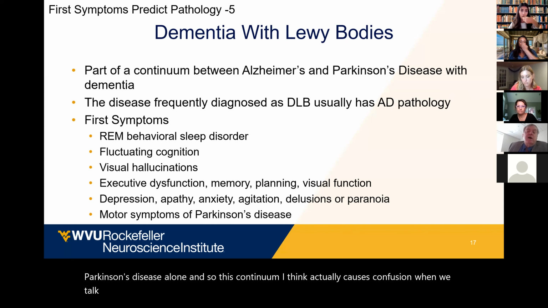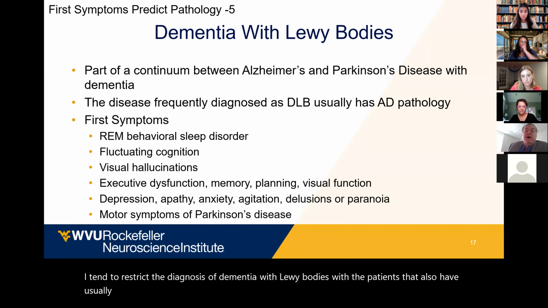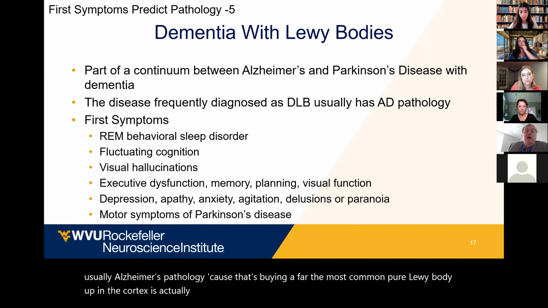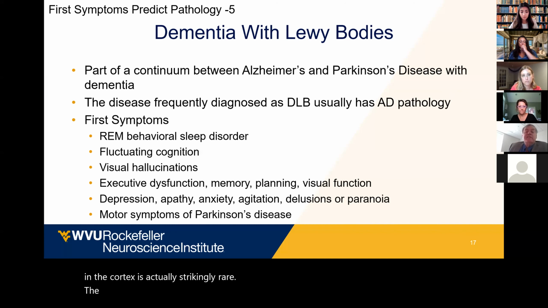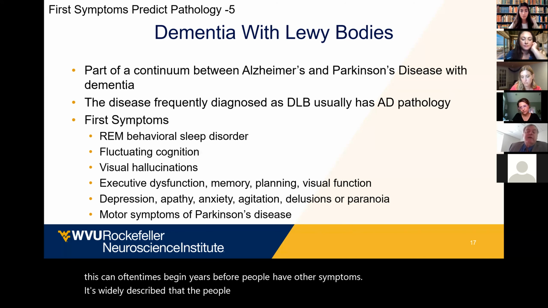And so I tend to restrict the diagnosis of dementia with Lewy bodies to patients that also usually have Alzheimer's pathology, because that's by far the most common. Pure Lewy body in the cortex is actually strikingly rare. The first symptoms of this condition characteristically are REM sleep behavior disorder, and this can oftentimes begin years before people have other symptoms. It's widely described that people have cognitive fluctuating symptoms.